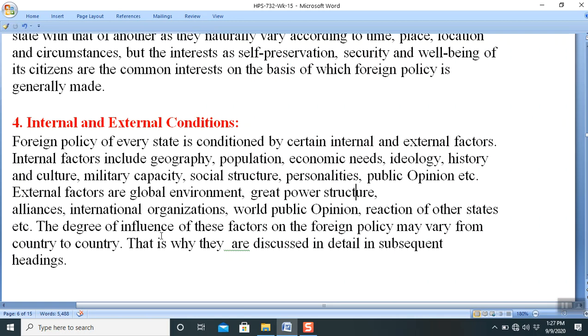The degree of influence of these factors on foreign policy may vary from country to country. That's why they are discussed in detail in the subsequent headings. Okay, internal and external factors.